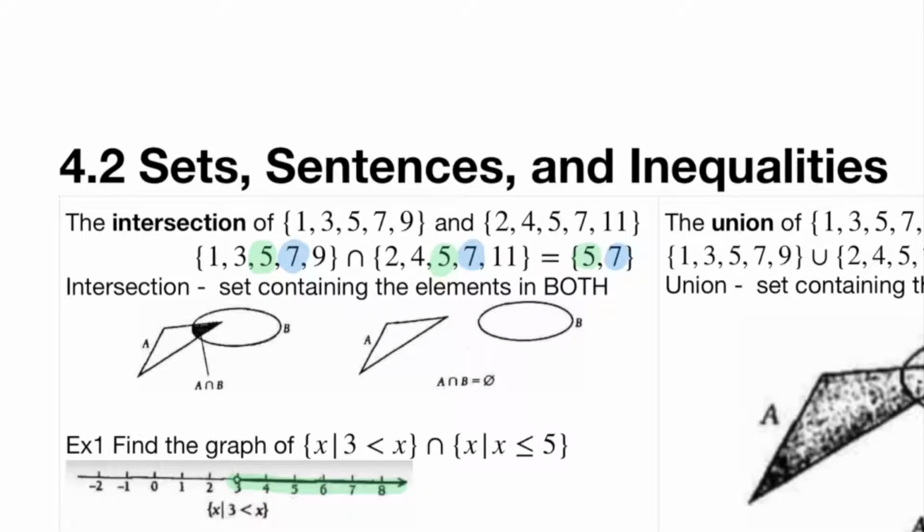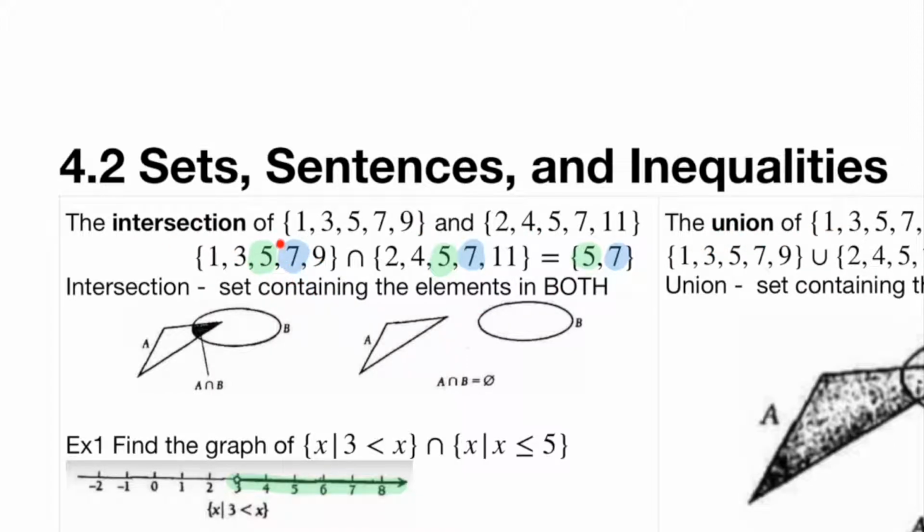Well, hello everybody. This is section 4.2, Sets, Sentences, and Inequalities. And we're going to just talk about sets in general. We've been using these brackets for a while, and we've been using them to represent domain and range. Well, mostly domain, but today we're going to learn about how to intersect them, how to find the intersection of sets, and later on how to find the union of sets.